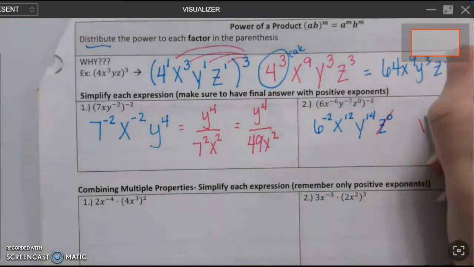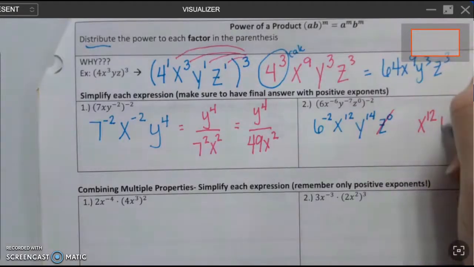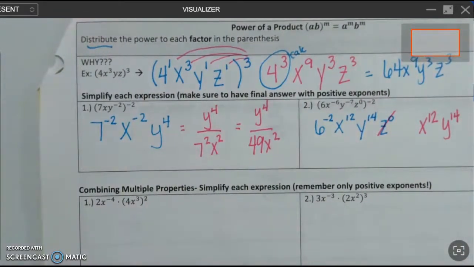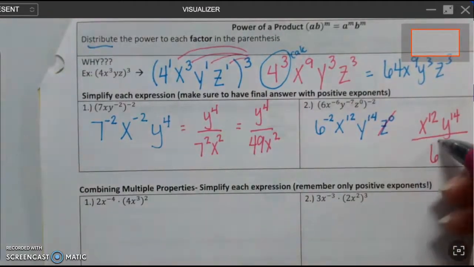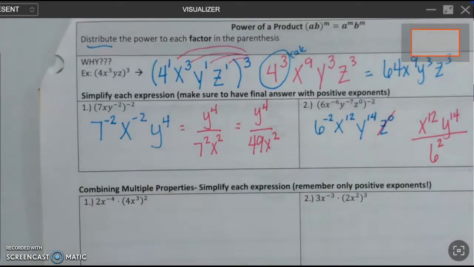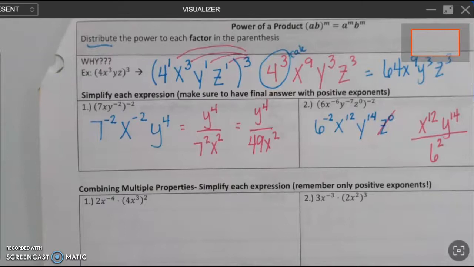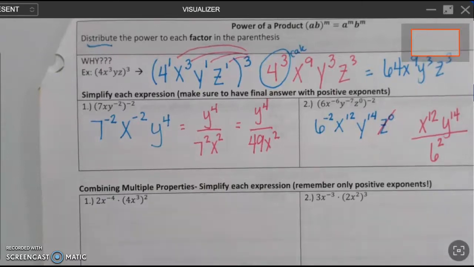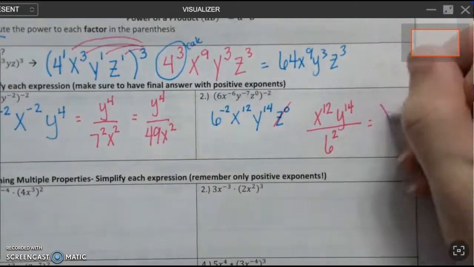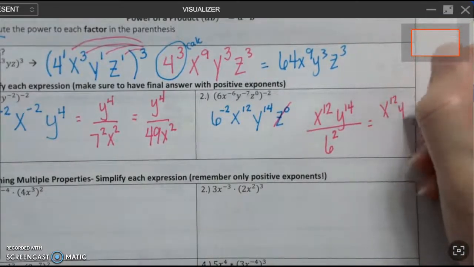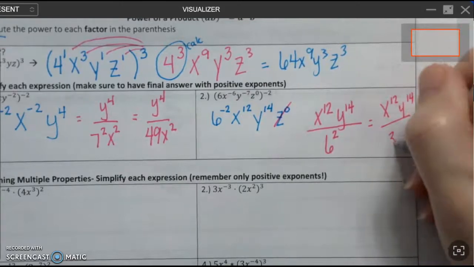The x to the 12th and y to the 14th, because both of those exponents are positive, we'll leave it at the top. And your 6 squared, because it was a negative exponent, will go to the bottom. Now 6 squared is 36. So my final answer will leave the 2 variables at the top and 36 on the bottom.